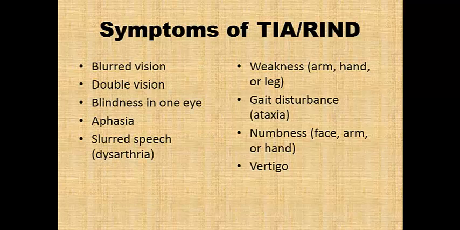So some symptoms of a TIA, RIND, or a stroke, and we're going to talk about these again in a little bit, but these are just some very important symptoms that you want to look for. Blurred or double vision, blindness in one eye, aphasia, which is no speaking, slurred speech, dysarthria, weakness in an arm, hand, or leg. If you notice that the person has ataxia or a disturbed gait, if they complain of any numbness in their face, arm, or hand, or if they get very dizzy. These can all be symptoms of a TIA, RIND, or CVA.